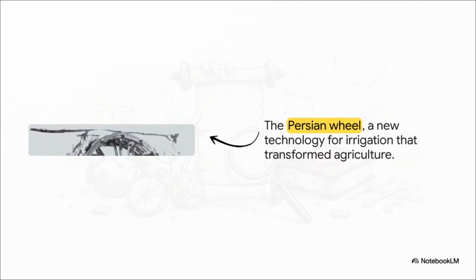And here's one of those game changers right here, the Persian wheel. Yeah, it might look pretty simple, but this technology was revolutionary. By making irrigation so much more efficient, it meant you could grow more crops, which could support bigger populations, which helped villages grow into towns. You see how it works? It's a perfect example of how one single piece of technology can tell us a huge story about the past.